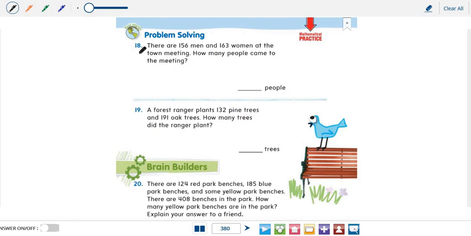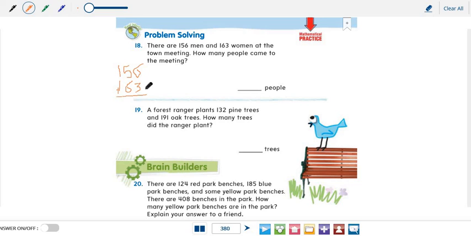Let's solve problem number 18. There are 156 men and 163 women at the town meeting. How many people came to the meeting? What do you think, grade 2? Yes, we have to add 156 to 163.